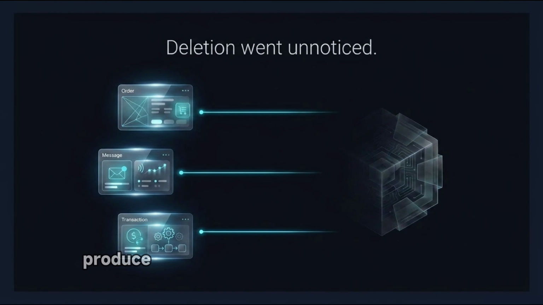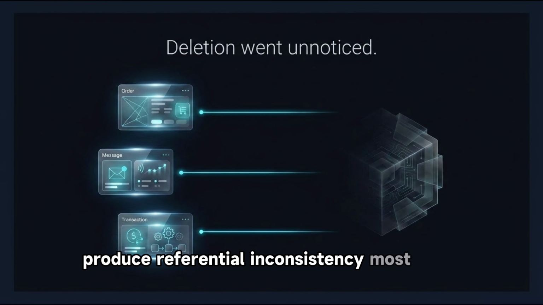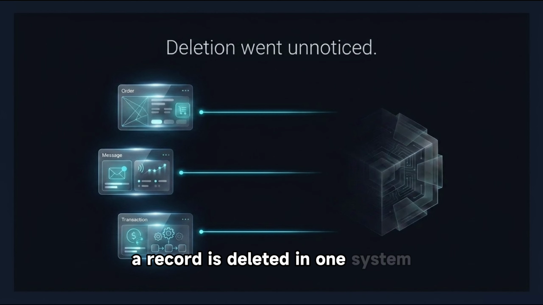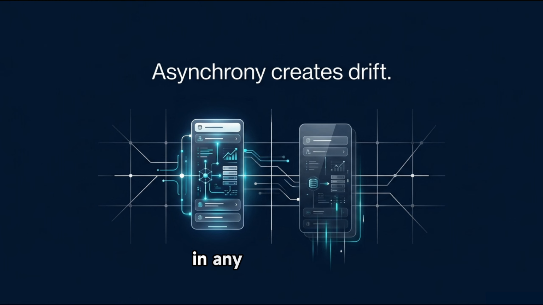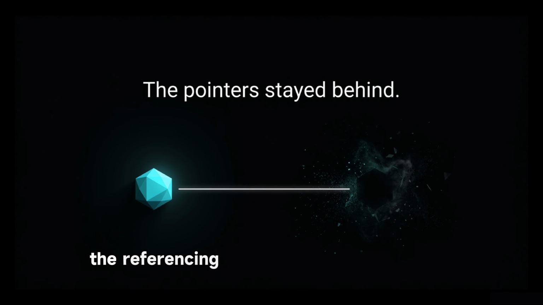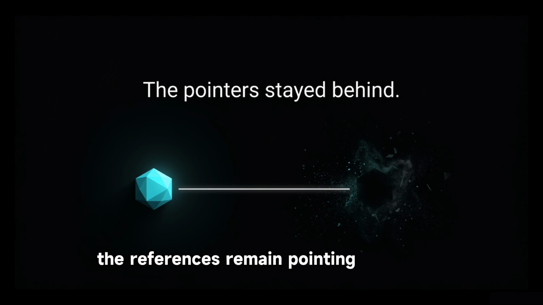3 patterns produce referential inconsistency most often. The first is deletion without notification. A record is deleted in one system. Other systems hold references to it. Nobody tells them. This is common in any architecture where multiple services maintain their own databases and communicate asynchronously. The deleting service fulfills its own logic correctly. The referencing services are never updated. The references remain, pointing at nothing.